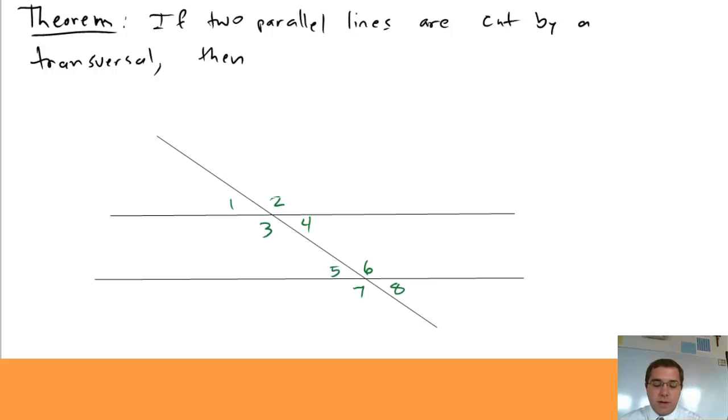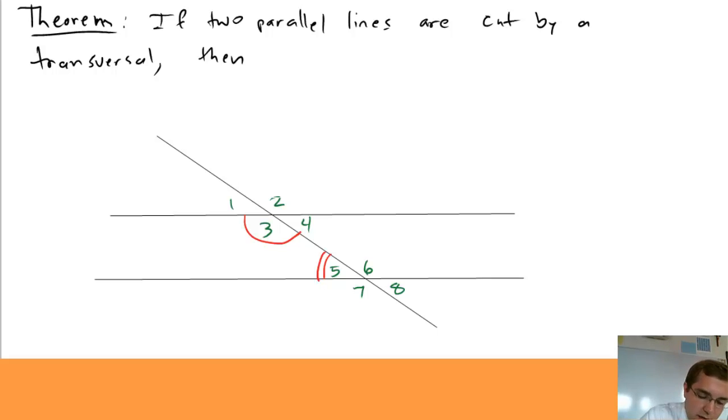If two parallel lines are cut by a transversal, let's see if we can find in our picture another set of angles that are congruent. Let's say we know corresponding angles are congruent, and we know alternate interior angles are congruent. What can we say about angle 3 and angle 5? They certainly aren't congruent, but they actually add up to 180.